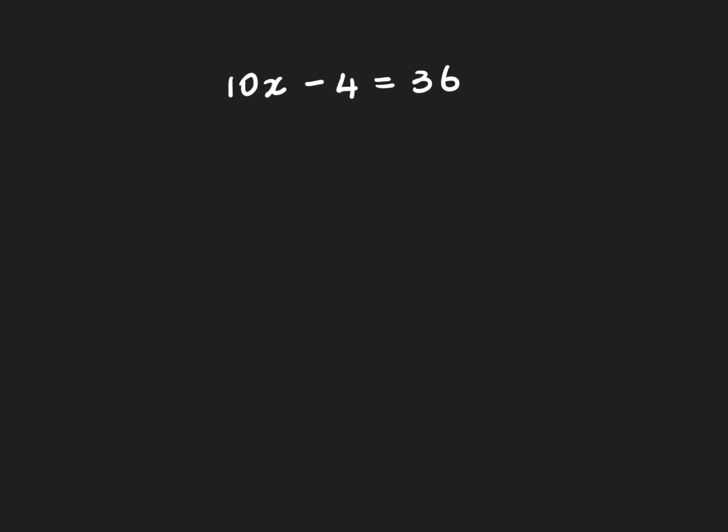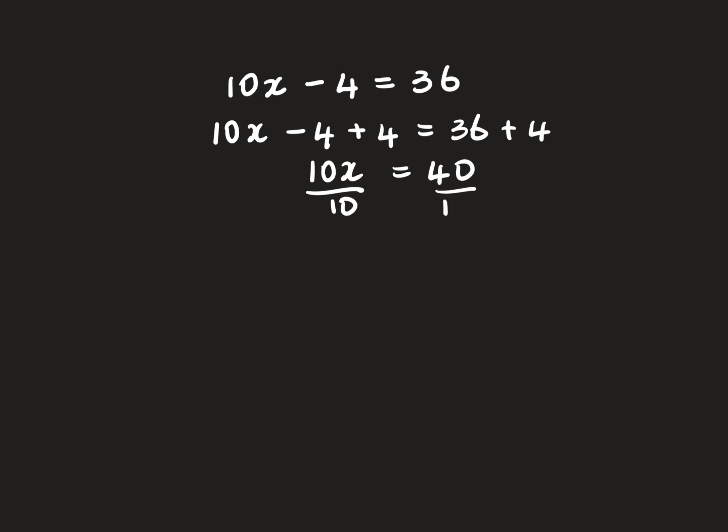10x minus 4 equals 36. 10x minus 4 plus 4 equals 36 plus 4. 10x equals 40. Divide by 10, cancel, x equals 4.